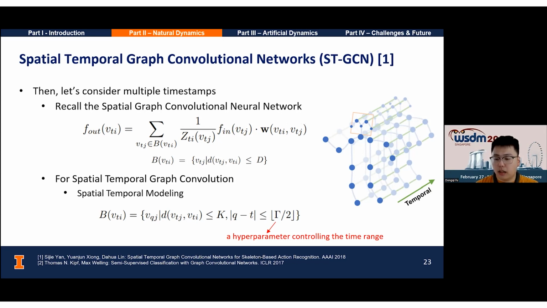So correspondingly, the neighbor B VTI is upgraded as follows. Given a hyperparameter controlling the time window, we also collect the neighbors from other time steps, which means that if it is close to the center node at the current time step. To be more specific, as shown in this formula, if VTG and VTI are neighbors in time t, then the trajectory of VTG are also the neighbors of VTI.